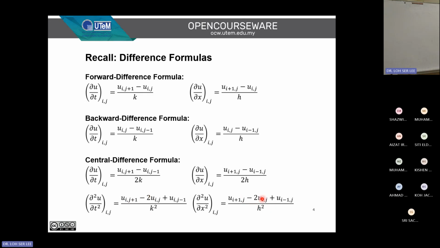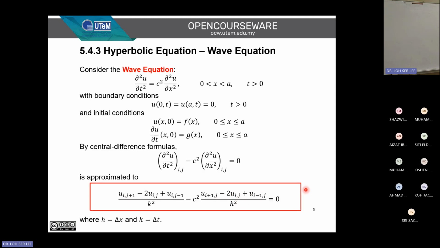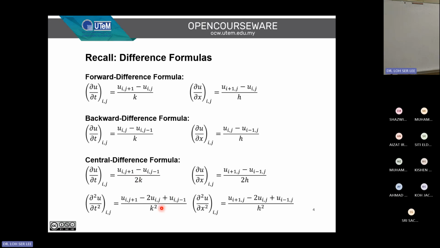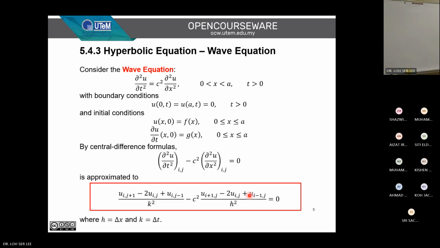This is the wave equation. This is UTT, this is UXX. So for sure, we will get the formula from these two. This is the model. We have the boundary condition, the initial condition, and the initial velocity. By using the central difference formula, we will get this.